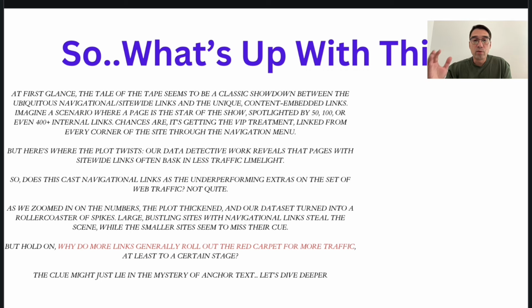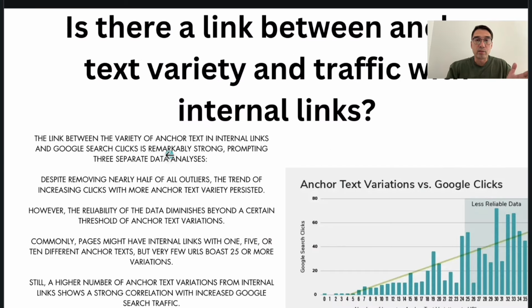But why do more links generally roll out the red carpet for more traffic, at least to a certain stage? The clue lies in the anchor text. It's not just about building links, because you can have a menu of site-wide links, but the anchor text also matters. And this is where things get even more interesting. Is there a link between anchor text variety and the traffic with internal links? The link between the variety of anchor text, the internal links and Google search clicks is remarkably strong, prompting three different data analyses.